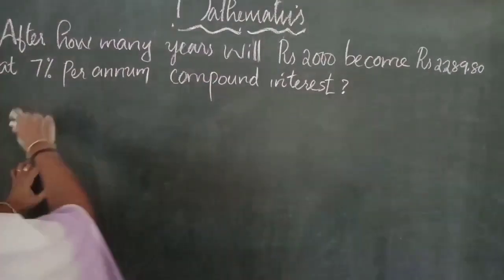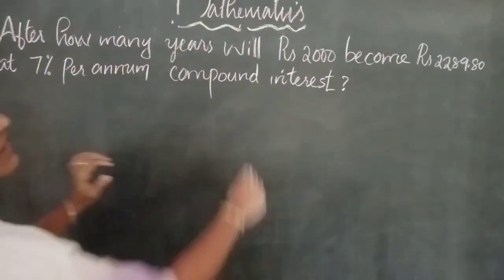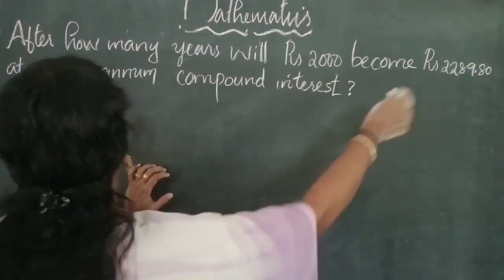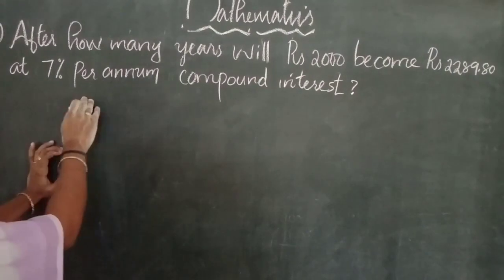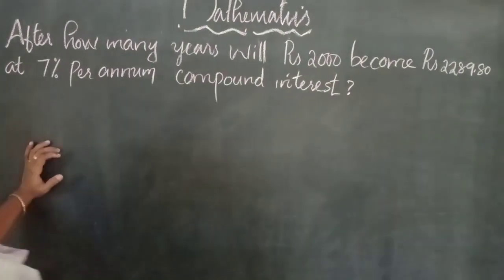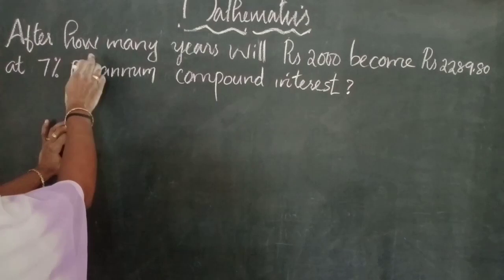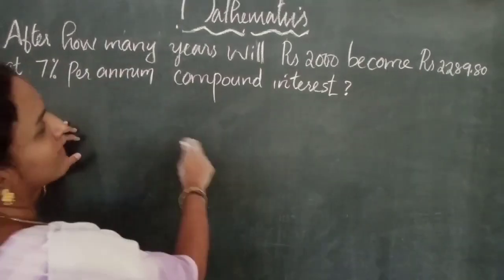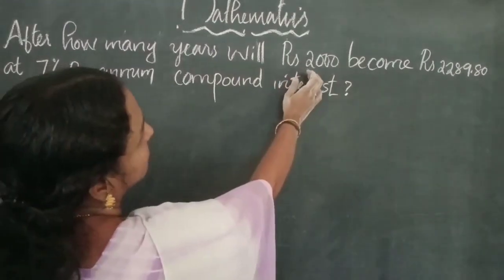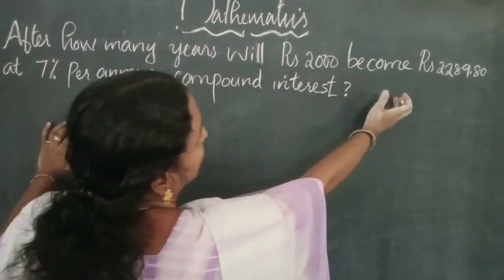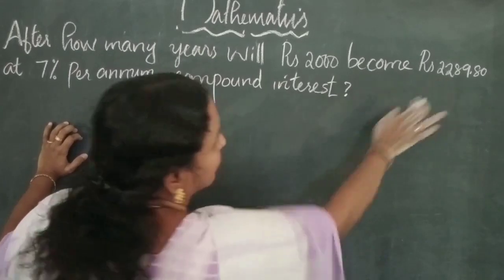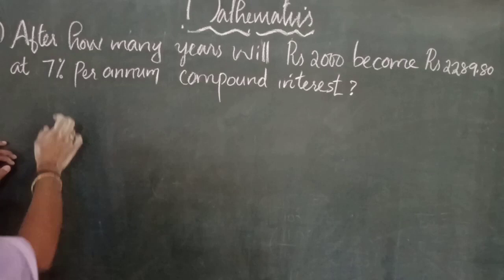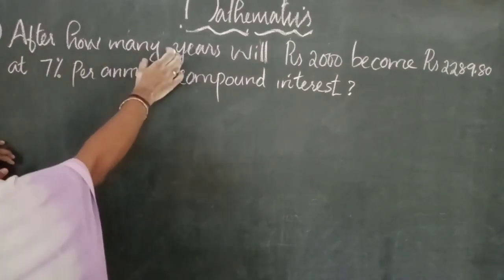Next, question number 5. After how many years will rupees 2000 become 2289.80 at 7% per annum compound interest? So we have to find the year, that means t, time we have to find. Then what is given? P is equal to 2000 and the amount A is equal to 2289.80 and the rate of interest is given, R is equal to 7%. We have to find the year.